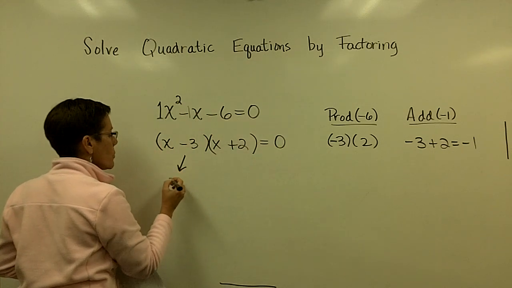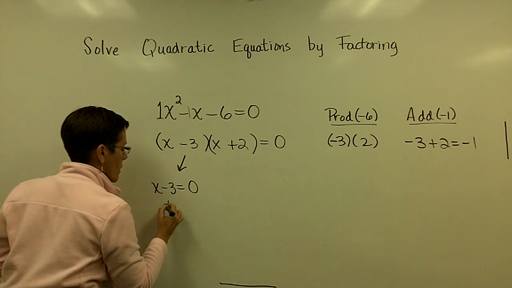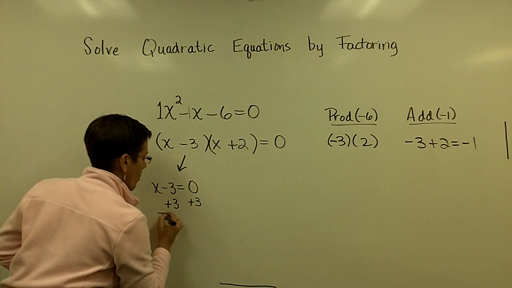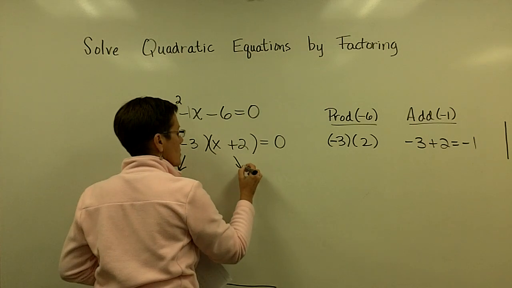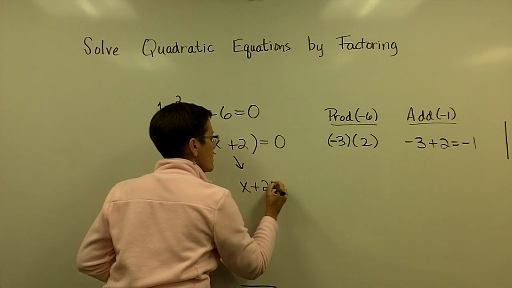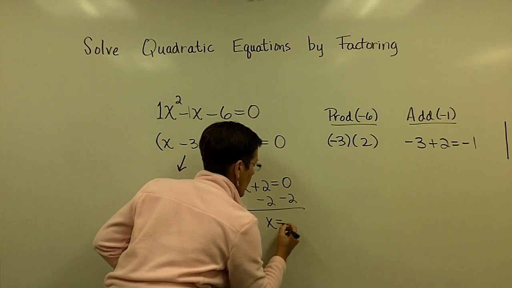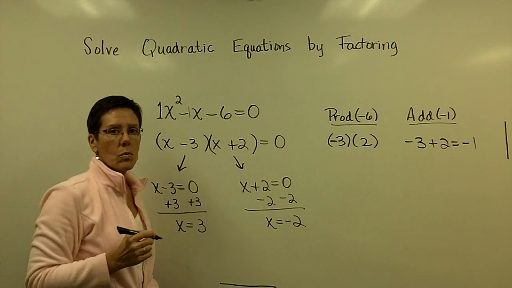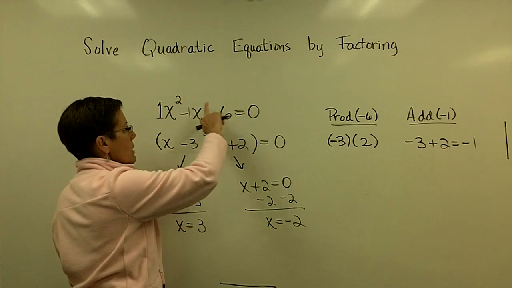And now the zero product rule allows me to take this factor and set it equal to 0 and find out that 3 is one of my answers to this problem. And then over here, the zero product rule lets me set this equal to 0, and I'll subtract 2 from both sides, and I find out a negative 2 is one of the solutions to this equation. This original equation looked like this.